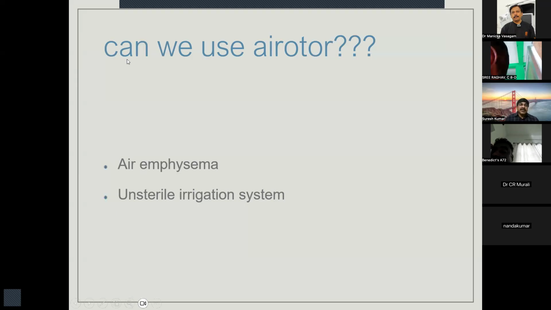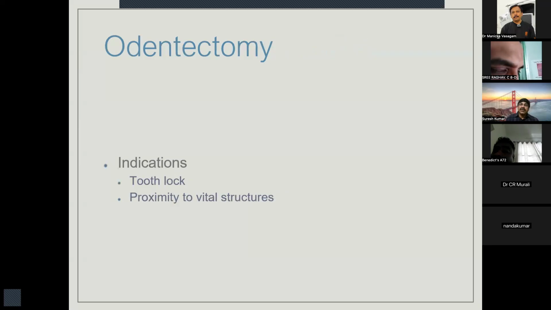There is another reason. The water which comes out for irrigation through the handpiece is unsterile because it is filled up in the bottle. It may be clean water or even RO water, that's true, but it is not sterile water. Sterile and clean, that meaning is totally different. Whereas when we use the micromotor, your assistant will be continuously irrigating with sterile saline. So that is actually better. So aerotors are not allowed in surgeries.